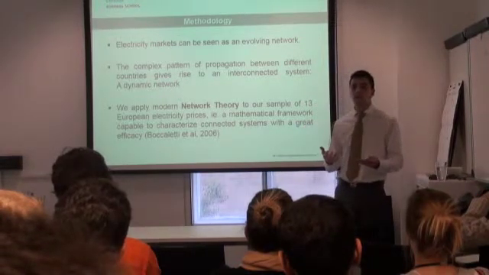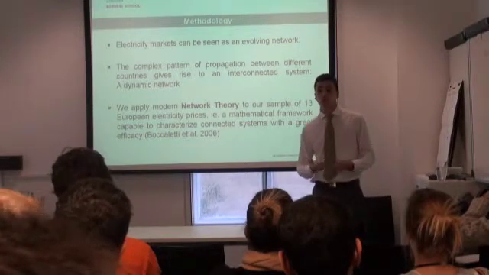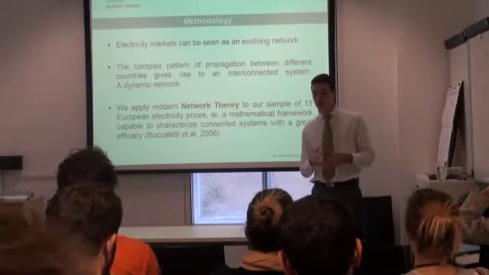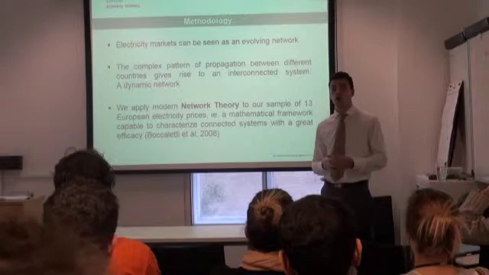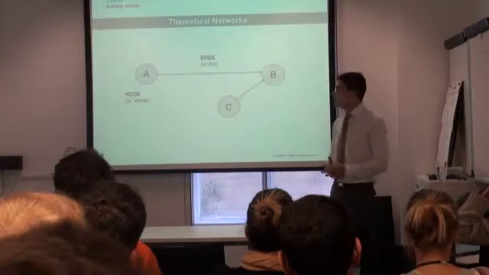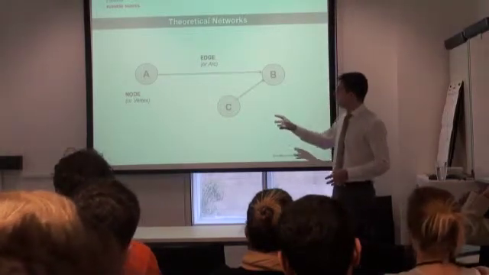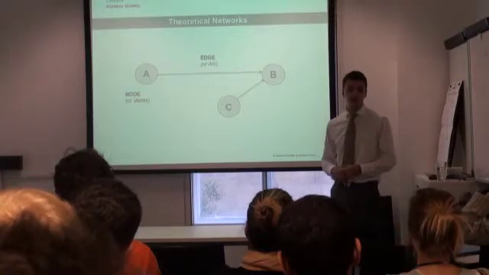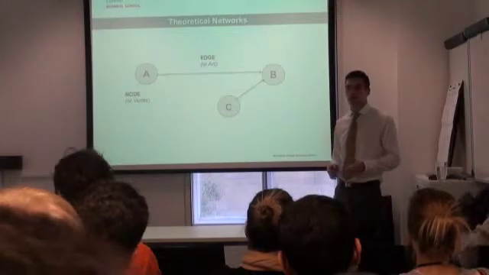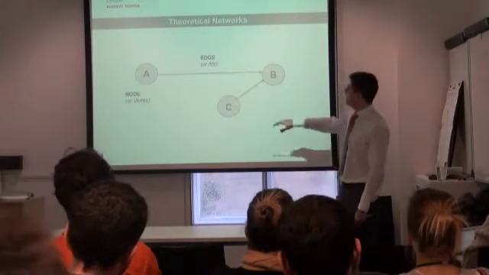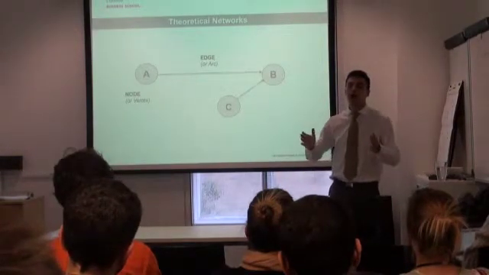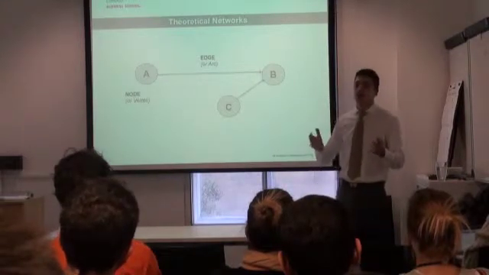Network theory is basically a mathematical framework, a data-intensive mathematical framework, which is capable of characterizing connected systems with a great deal of efficacy. So how do theoretical networks work? They are formed by nodes or vertices and edges or arcs. In our case, the nodes are the electricity prices at a certain point in time, whereas the edges or the arcs demonstrate the relationship between the electricity prices.